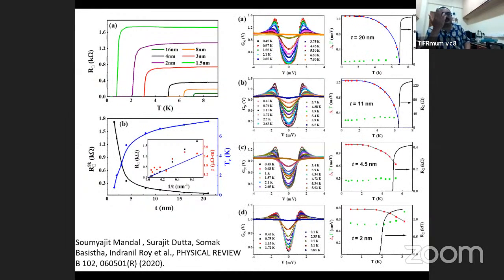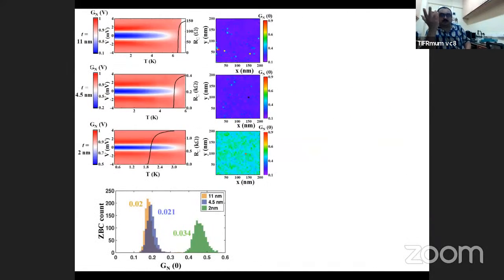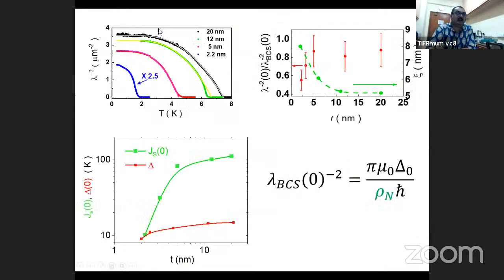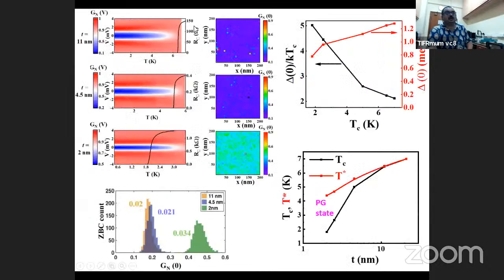Then we have studied many other systems, and other people have also studied different systems. So this is, for example, the data on another compound, another superconductor, which is molybdenum germanium. And here again, for molybdenum germanium, you go to lower and lower thickness, and at very low thickness, you start seeing this pseudo gap appearing. So for a thickness of 2 nanometer, you have a pronounced pseudo gap that has appeared.